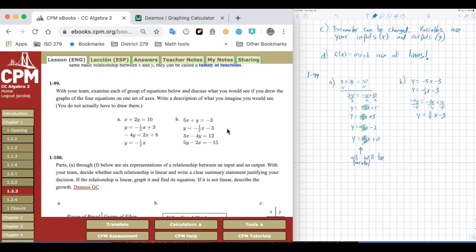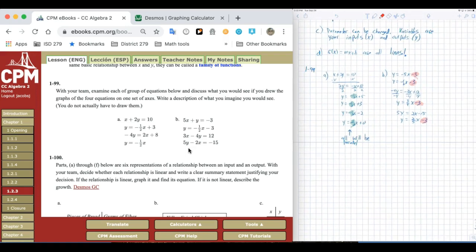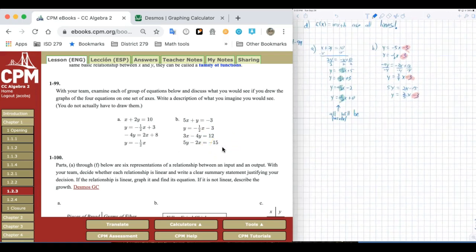And on the last one, I'm going to add 2x to each side, and then divide by 5. We get y equals 2/5 x minus 3. This time, it's the minus 3 that's the same on all of them. So if we were to graph them, we would have all the same y-intercept, but different lines. So this set will have the same y-intercept.